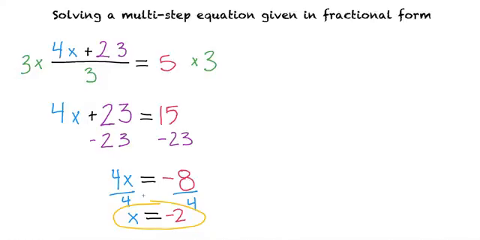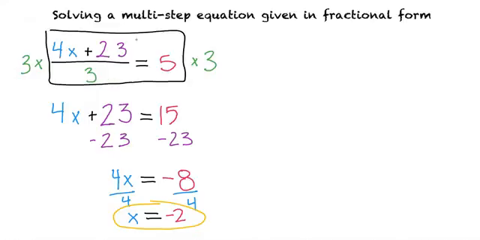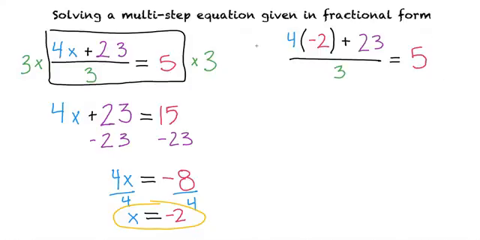How can we check if our answer is correct? If our answer is correct, then we should be able to plug it into this original equation, and it should make both sides of this equation equal to each other. Here I've rewritten the equation, but I replaced x with -2 to test if -2 is the right answer.